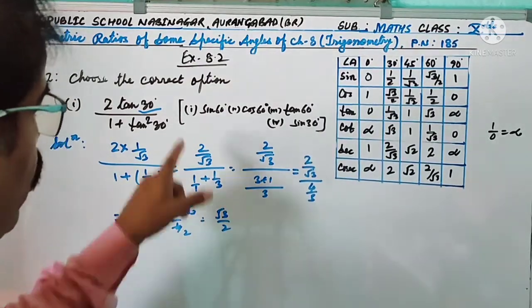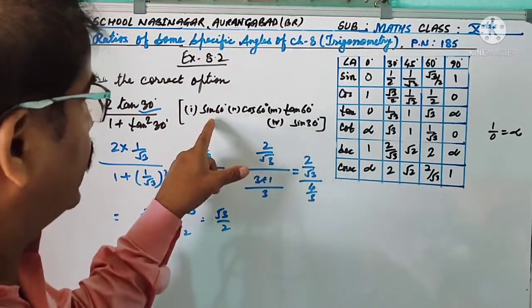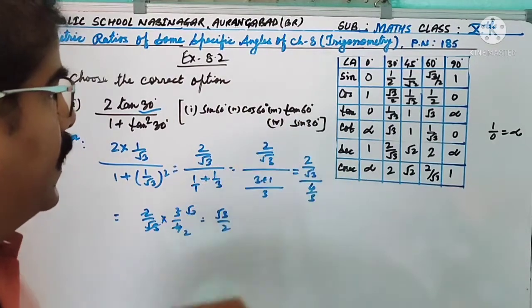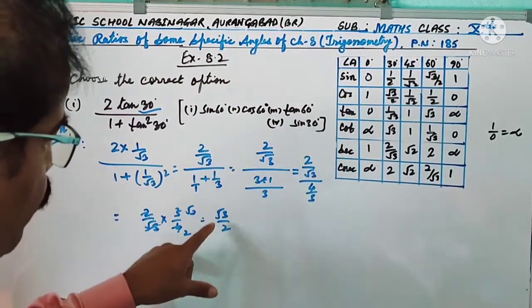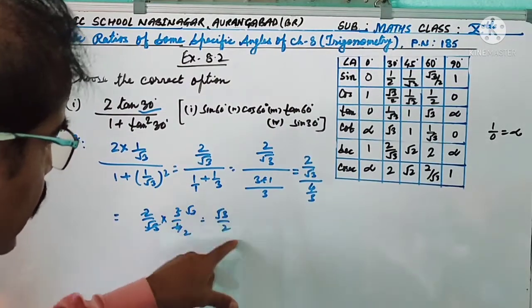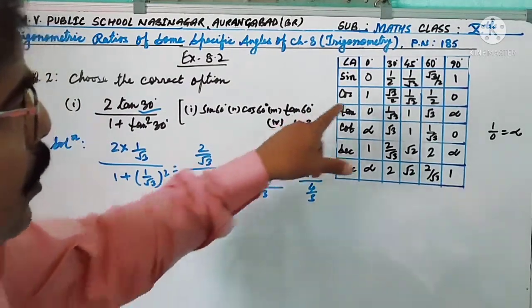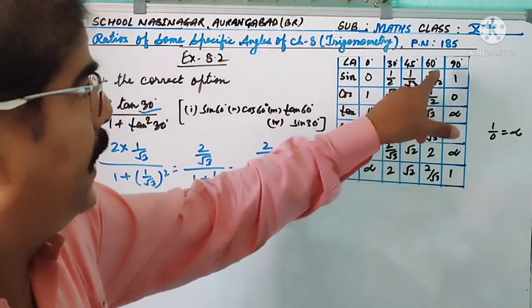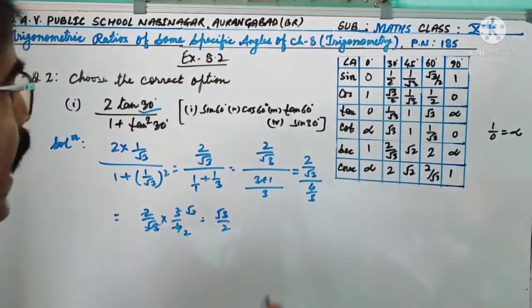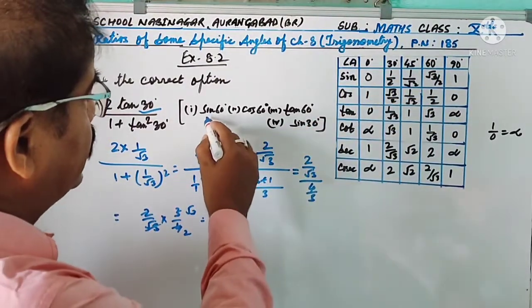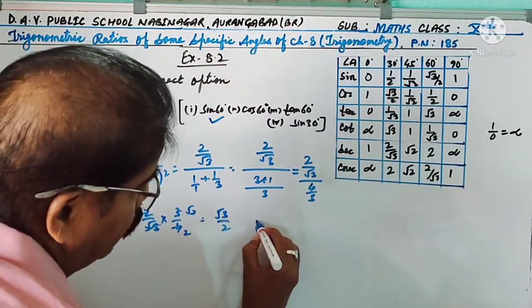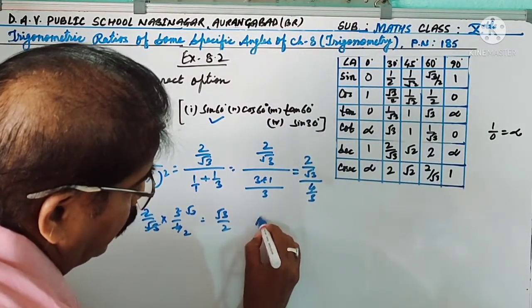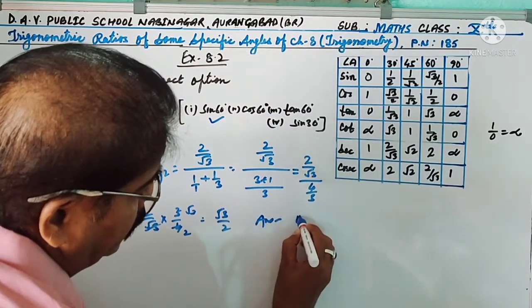And your given options are sin 60, cos 60, tan 60 and sin 30. So which trigonometric ratio has the value root 3 by 2? Root 3 by 2 is sin 60, so your correct option is 1.